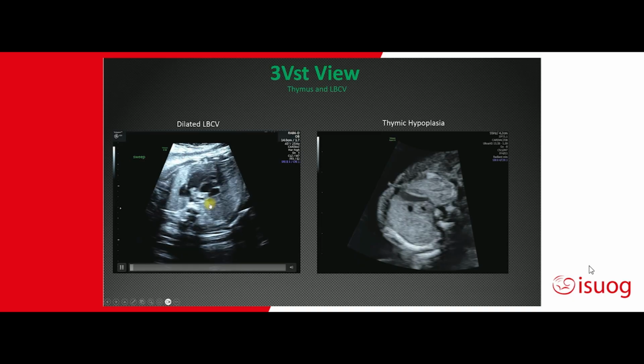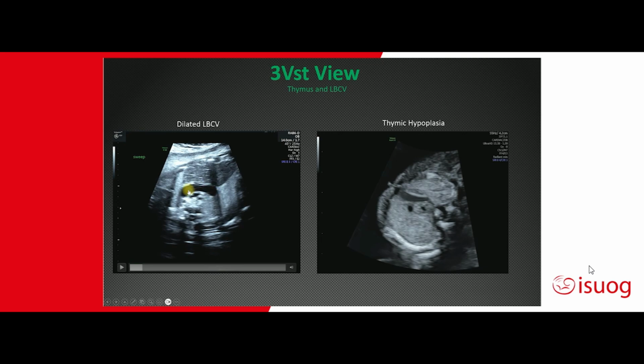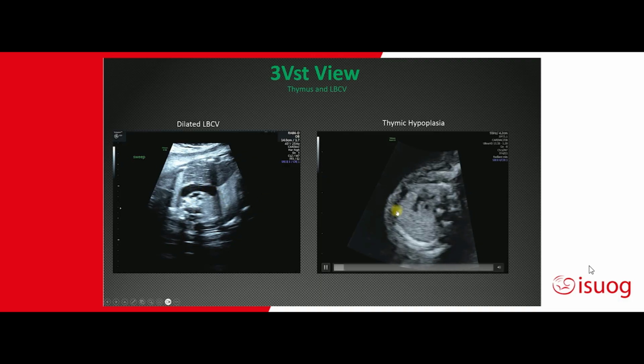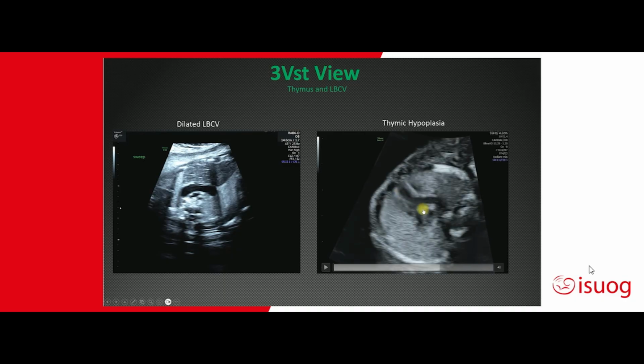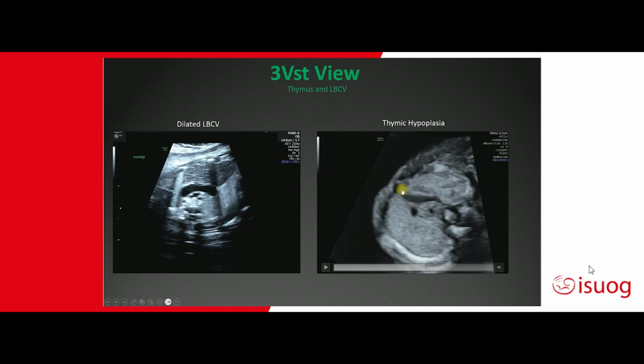This is a case of a dilated left brachiocephalic vein, and if you ever see that, you need to suspect total anomalous pulmonary venous return of the supracardiac type, or severe growth restriction, or vein of Galen aneurysm that causes this dilatation. In this case here, when you look at the 3-vessel tracheal view, if you ever see a right aortic arch, you always ask yourself the question, is the thymus gland present? And if you see that the aorta sits very close to the sternum, this is a clue that you've got an absent thymus.